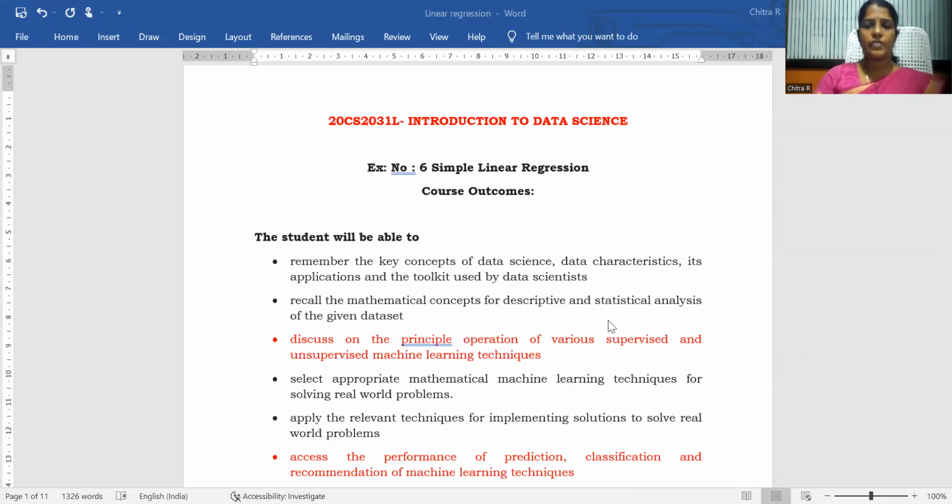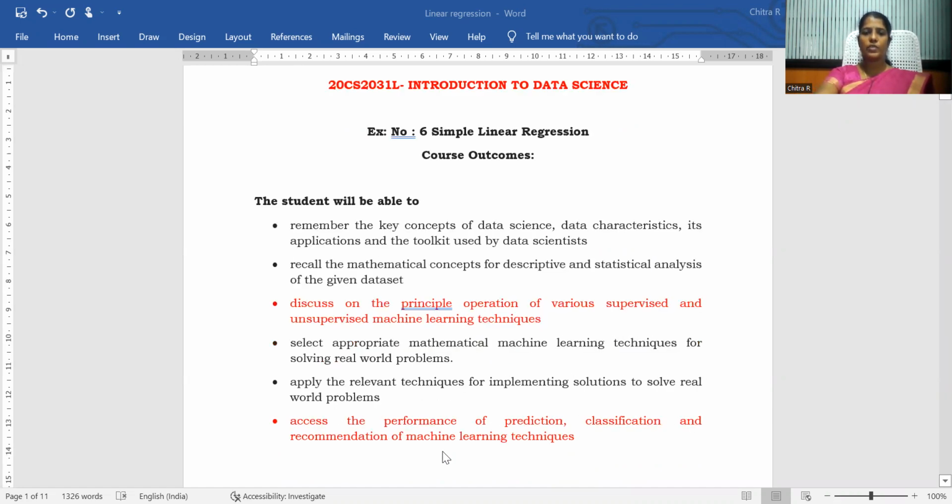Hello. In this video, we are going to deal with the sixth experiment of Introduction to Data Science Lab, that is simple linear regression. The course outcome of this topic is to discuss the principal operation of the supervised learning classifier. The regression analysis is one of the supervised learning classifiers, and also to analyze the performance of the classification, prediction, and the recommendation. Here we are considering the classification of the prediction technique.